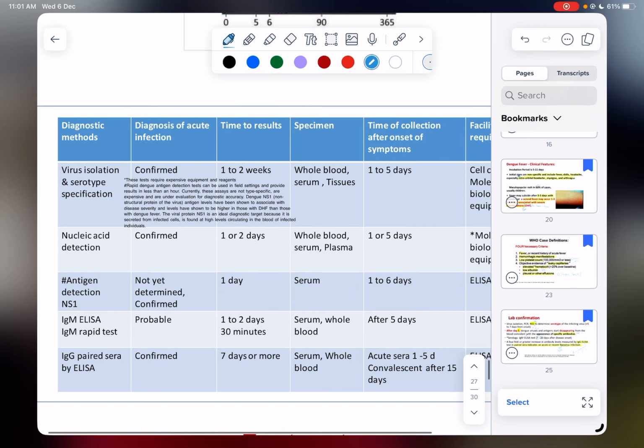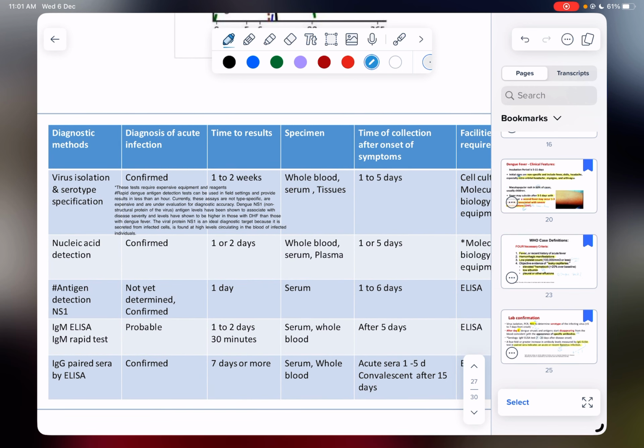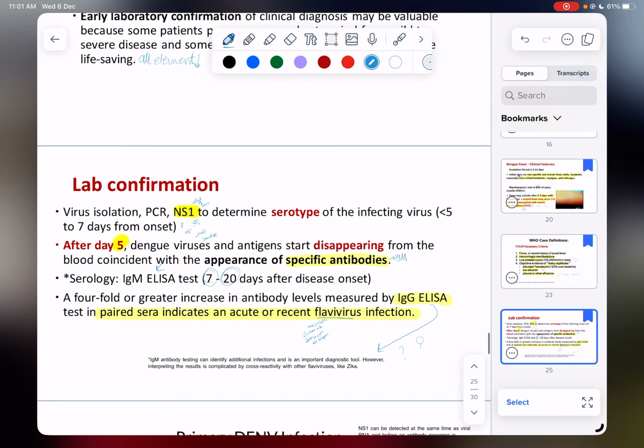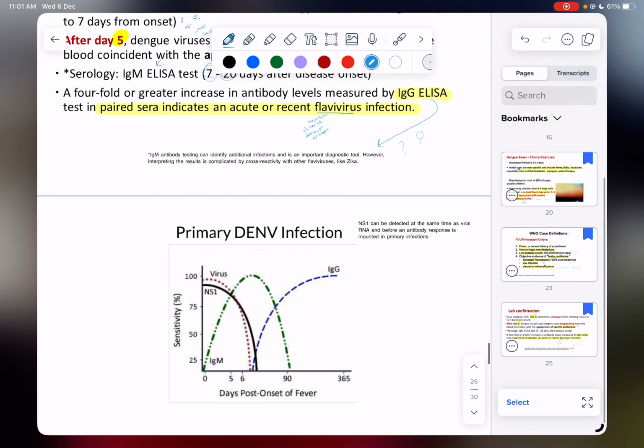Okay, doctor, in slide 27, the table. What is 27? A table for a test. This one? Yes. What is the most important in it? Everything and nothing. Important is what we have discussed. Okay. Right? What we have discussed is important.